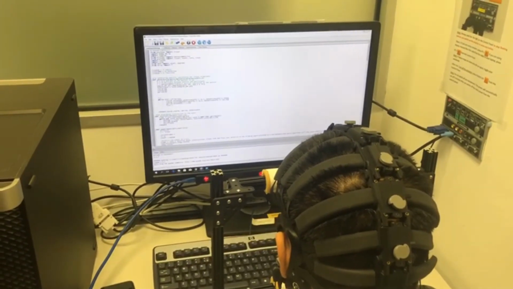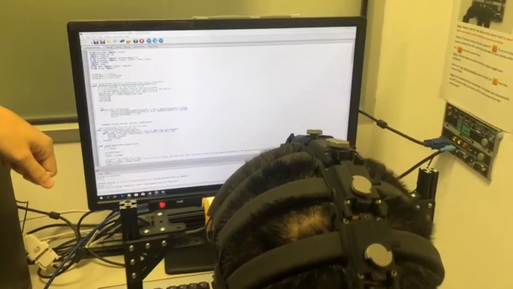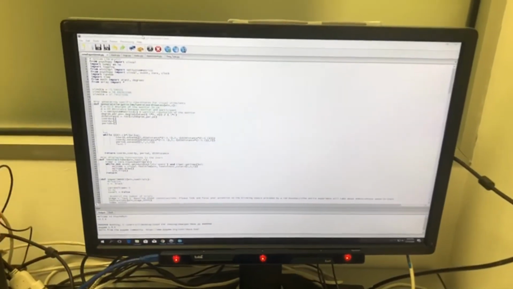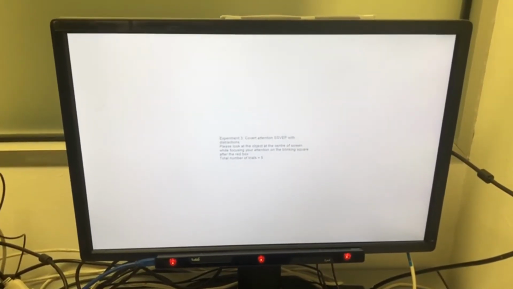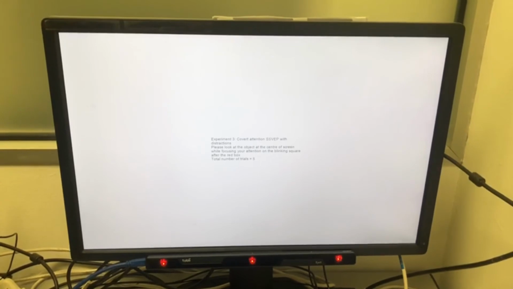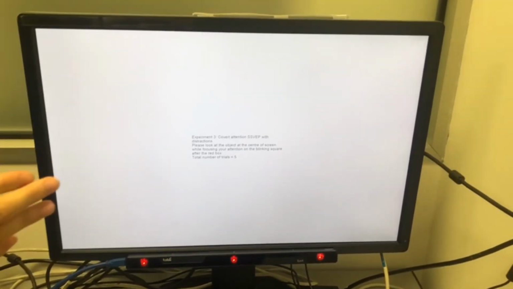So this is the actual experiment. We developed it using the PsychoPy library, Python 3. So this is the screen. Before the experiment starts, there will be some instructions to tell the users where to look at. So this is experiment 3, covert attention. Users are supposed to focus their attention at the center and not at the visual stimulus.